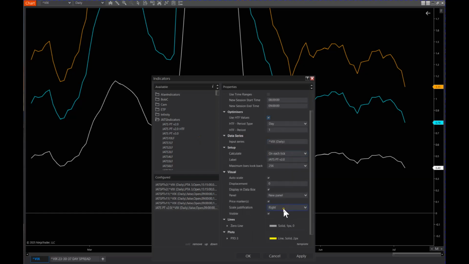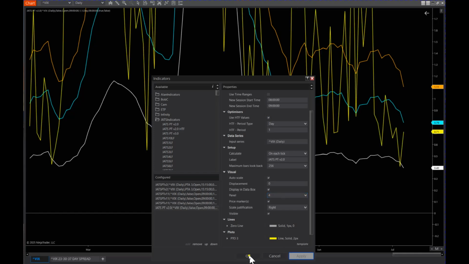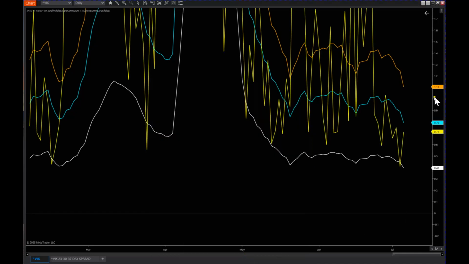Alright, so I'm going to put this down here on the same panel as my oscillator, which I'm not sure what panel my oscillator's in. We'll have to find it. There it is. I got lucky. Okay, panel 4.